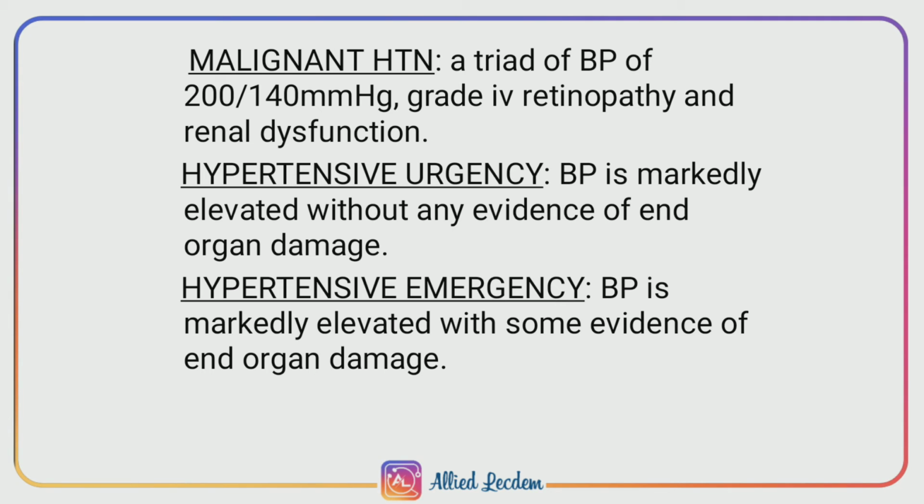Hypertensive urgency is when the BP is markedly elevated without any evidence of end organ damage, whereas hypertensive emergency is when the BP is elevated with some evidence of end organ damage.